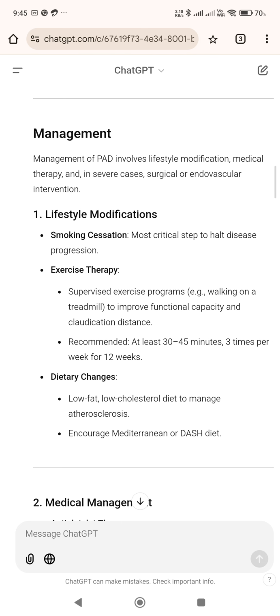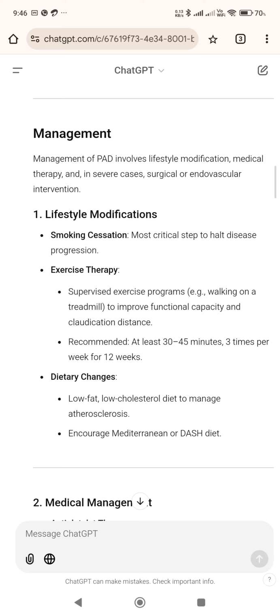Management. Management of PAD involves lifestyle modification, medical therapy, and, in severe cases, surgical or endovascular intervention. 1. Lifestyle modifications. Smoking cessation is the most critical step to halt disease progression. Exercise therapy: supervised exercise programs, e.g., walking on a treadmill, to improve functional capacity and claudication distance. Recommended at least 30 to 45 minutes, 3 times per week, for 12 weeks.